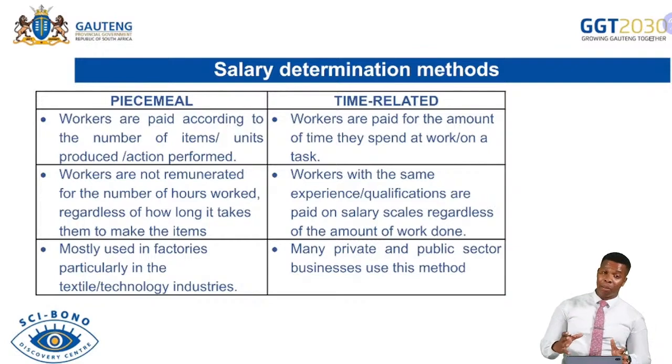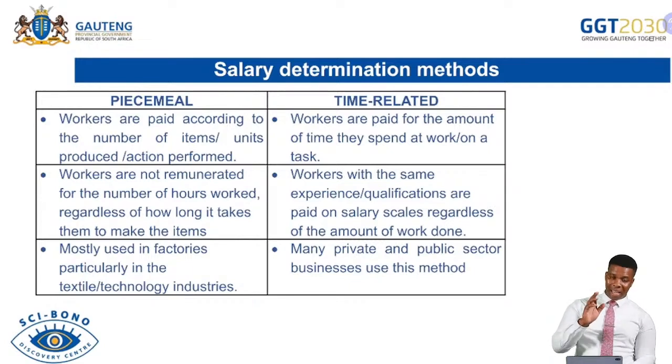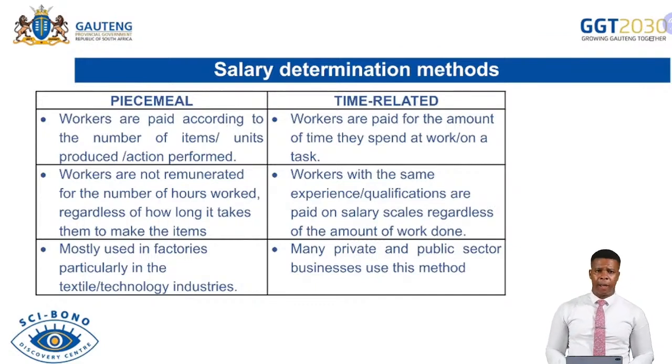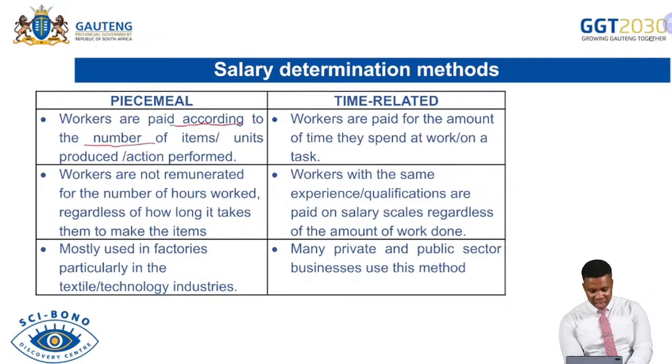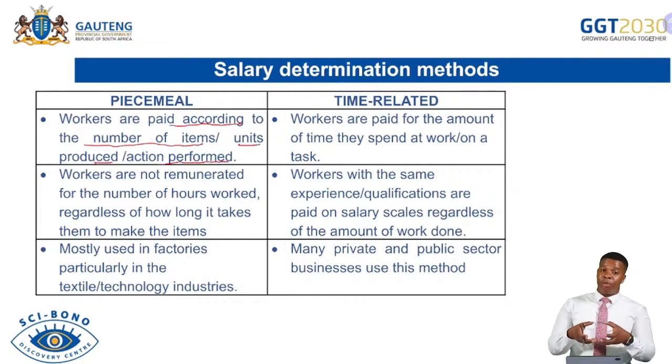When the business determines their workers' salary using the piecemeal, this is what we actually mean. Piecemeal workers are paid according to the number of items or units produced or actions performed. Let's say you are running a small tuck shop where you sell fast food like a Gatsby. So if you are selling a Gatsby, I would say my workers would be compensated using the piecemeal salary determination method, meaning for each quarter they have done for their customer, I pay them 10 rand. So that is a clear example to say workers are paid according to the number of items or units produced or action performed. So after they've performed the action of making the Gatsby or the burger, then they will receive 10 rand from their salary.